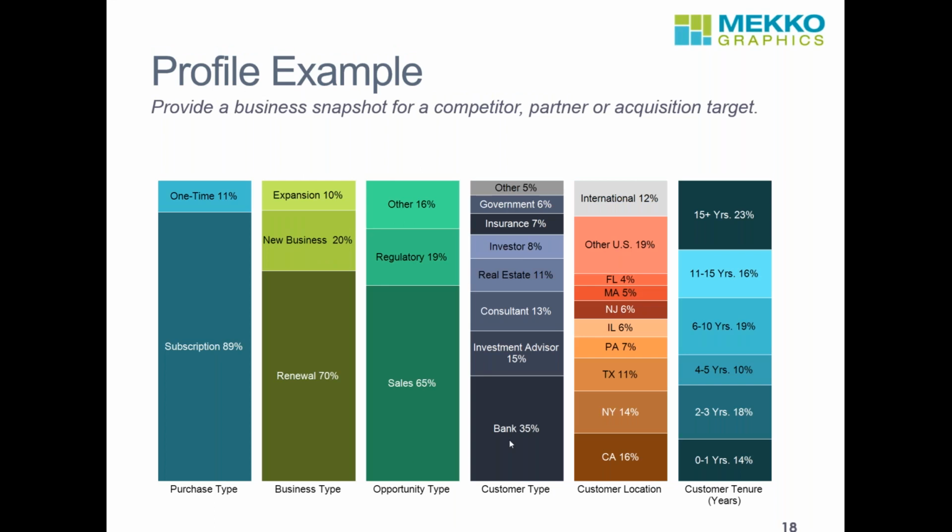Here I'm using the chart in a more generic sense to profile, say, a competitor or a partner or an acquisition target, and I'm profiling based on the type of purchase, the type of opportunity, the type of customer, the customer's location, and the customer's tenure. So it gives you a sense of this company along a bunch of different dimensions in just one chart. Private equity firms are big fans of this chart when they're doing due diligence.